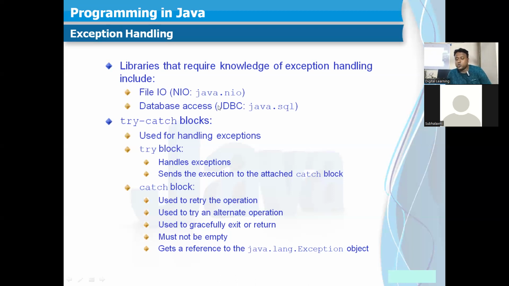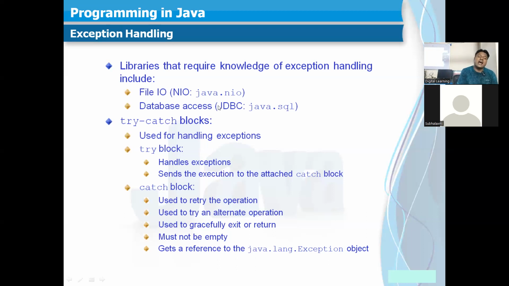Catch block is used to retry the operation, and it is used to give the alternate solution. It is used to gracefully exit. It does not abnormally close your application. It must not be empty. It gets a reference from the java.lang.exception object.